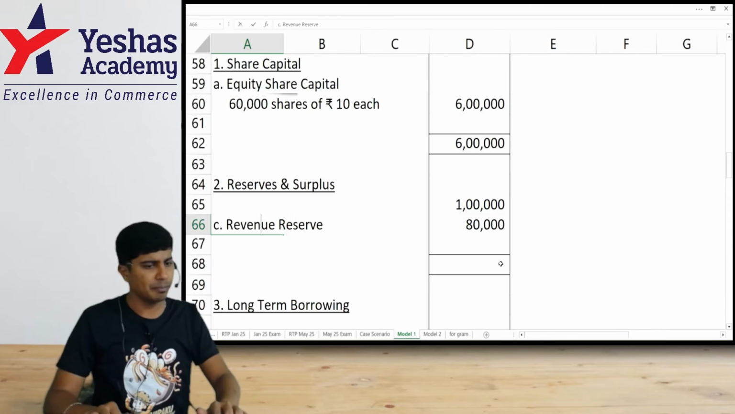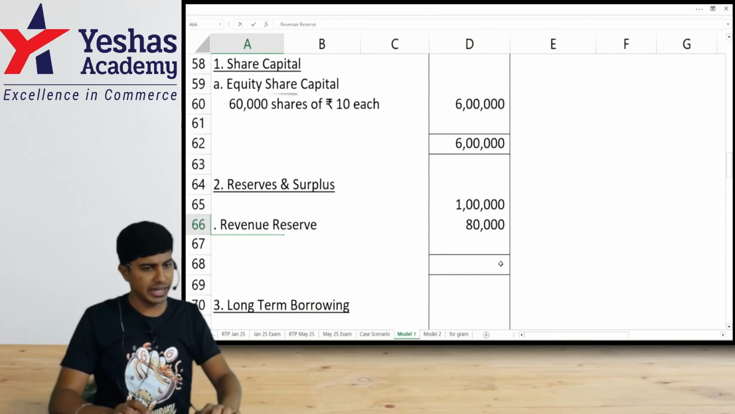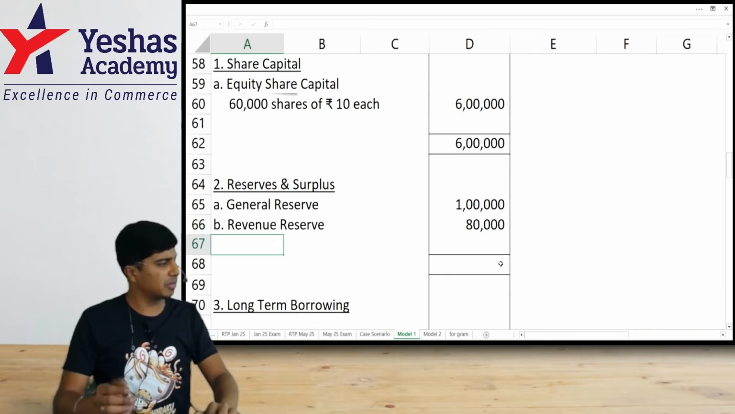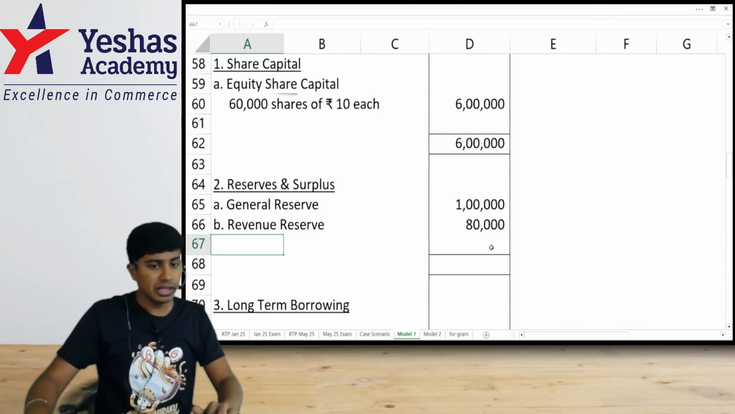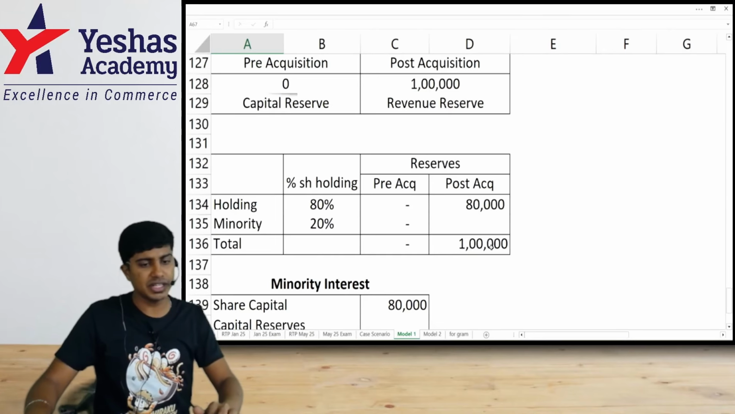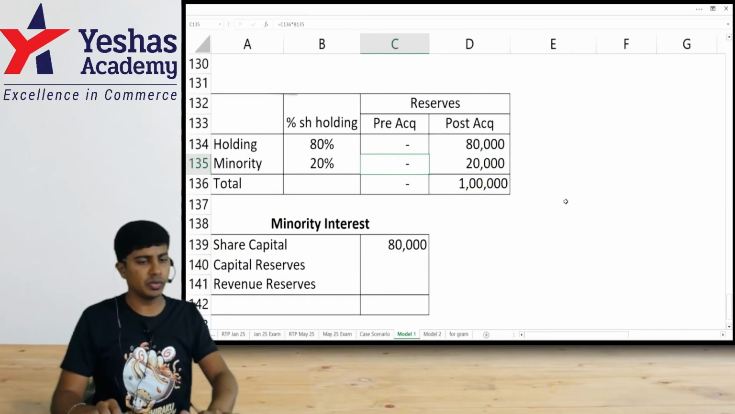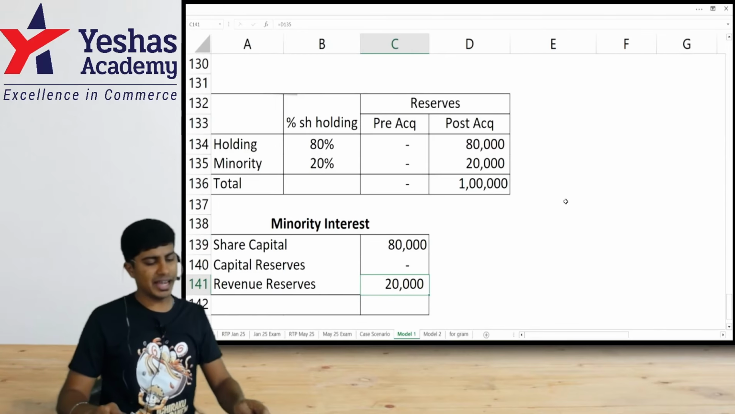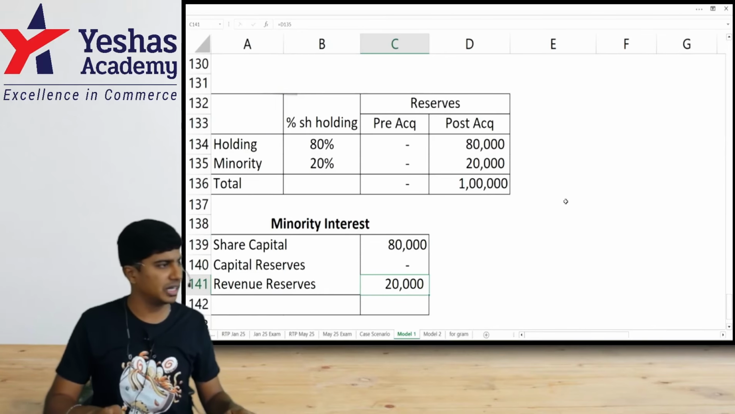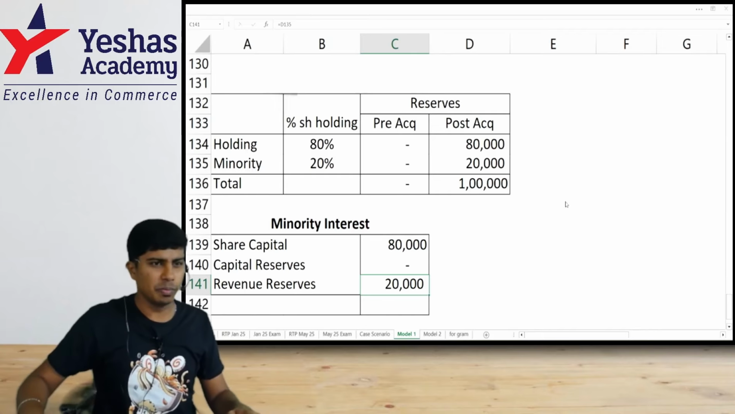Where did I get this from? I got this from my subsidiary. Am I right? Then what about the balance of the reserve that belongs to minority? 20,000, which is 1 lakh into 20%, which will be added here to minority. I think actually that's it. There is no change in minority interest after this. Anyways, we'll keep it open till the end.